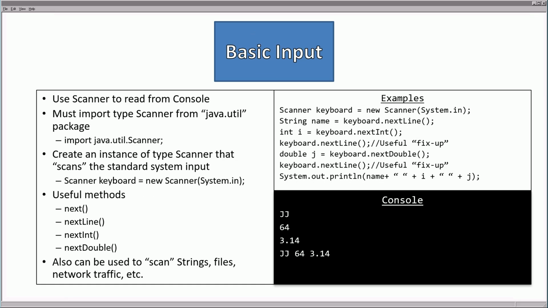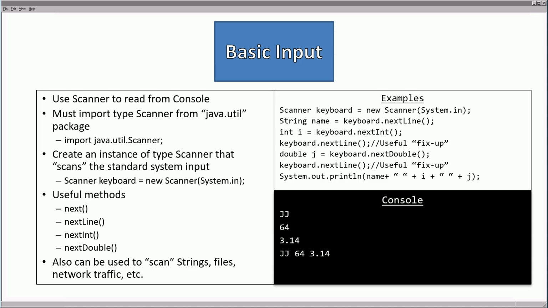Basic input can be achieved by using the Scanner. Before we can use the Scanner, we must include java.util.Scanner at the beginning of our file. This allows us to create an instance of the type Scanner that scans the standard system input. As you can see right there, this is declaring a new instance of the type Scanner that we call keyboard. Then we construct it, tying it together to the standard system input, in other words, what's read in from the console.